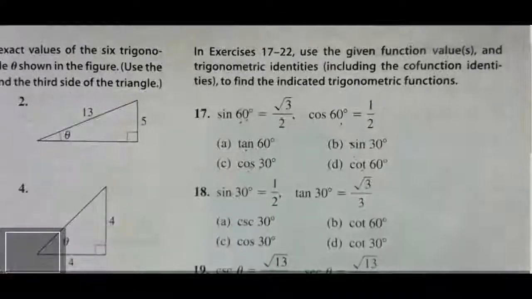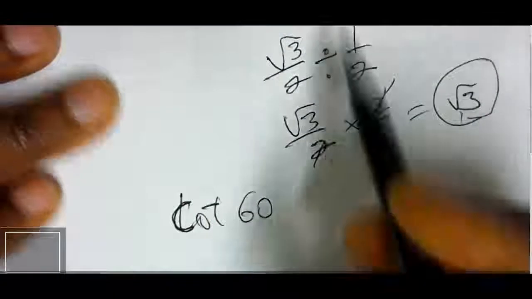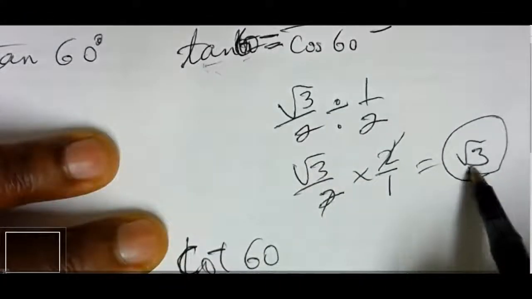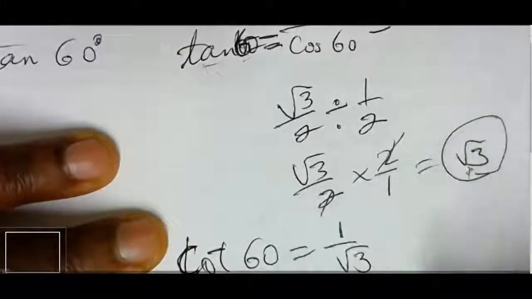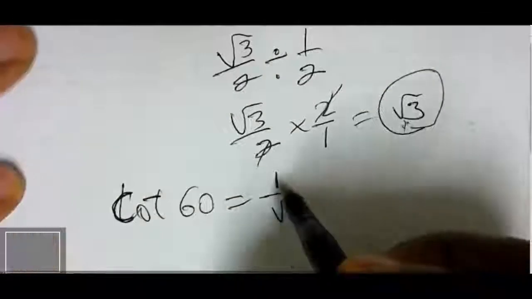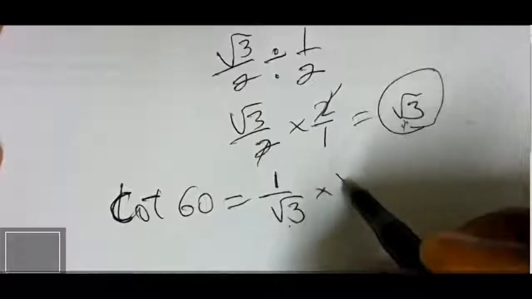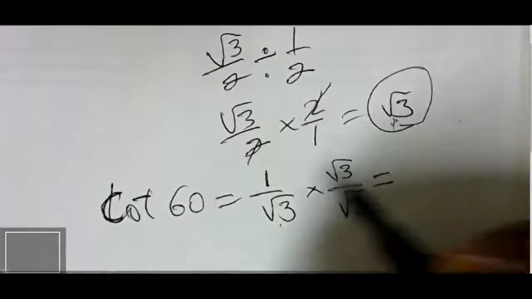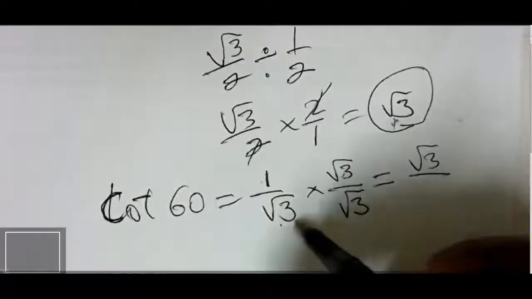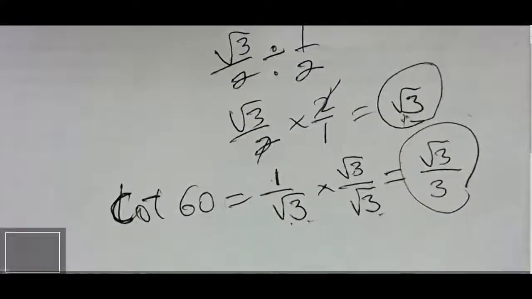But then cotan 60, because cotan is the reciprocal of tan, is going to be 1 over square root of 3. So we get one, we use it to find the other. But we cannot leave a square root in the denominator, so we have to multiply this by square root of 3 over square root of 3. So that becomes square root of 3 over 3. Alright, so that's how we use that to solve problems quickly.